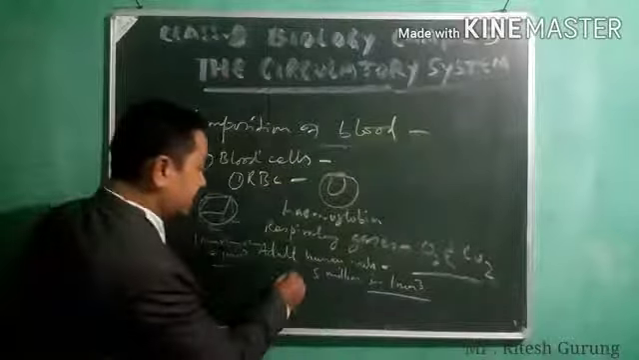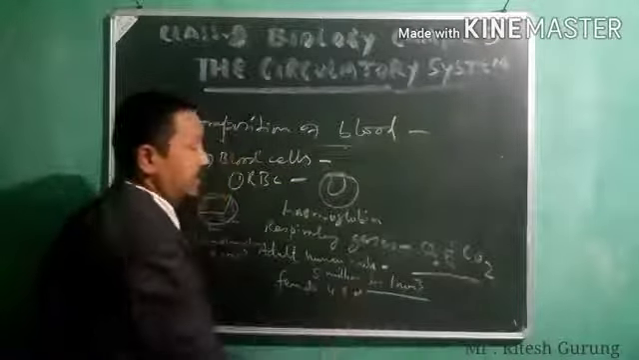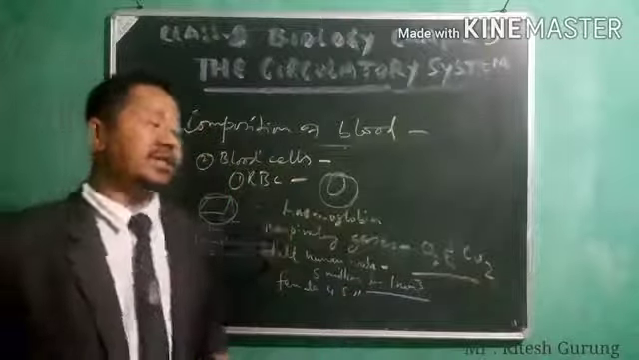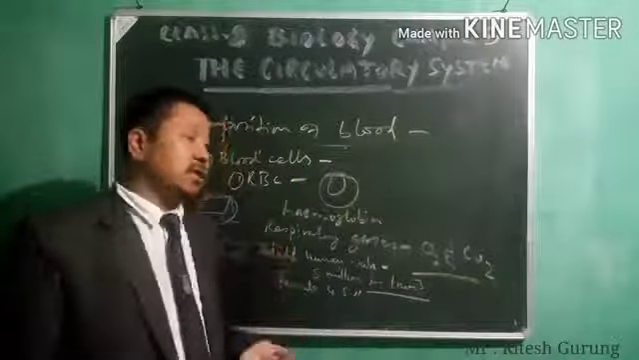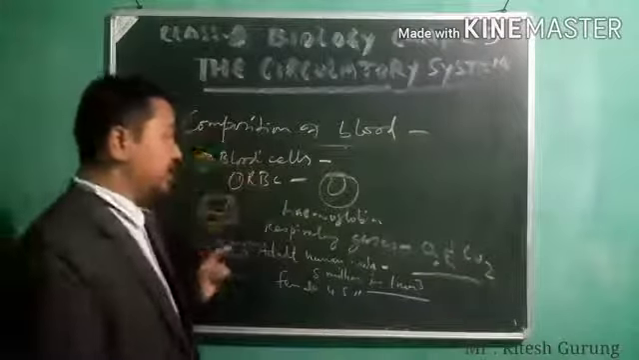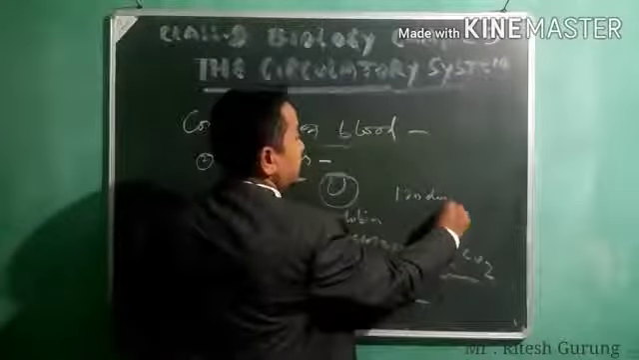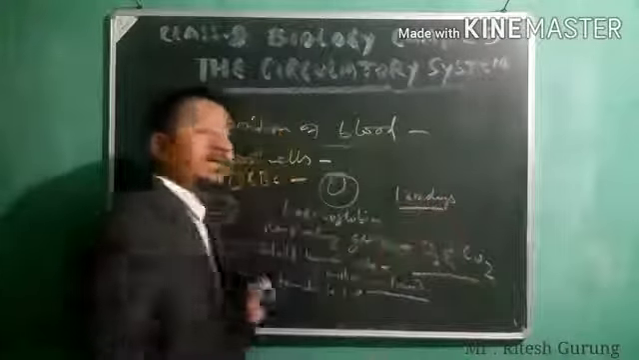Whereas in case of female, it is 4.5 million. So that's the counting of RBCs in the blood of human beings. All right, then your RBCs survive for 120 days. The average lifespan of RBC is 120 days.